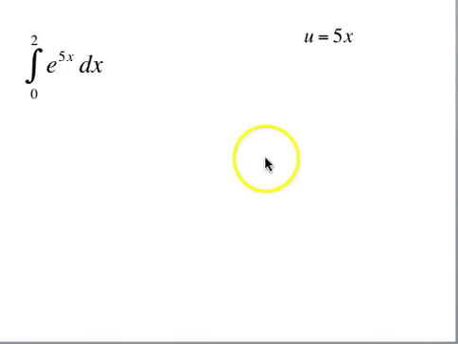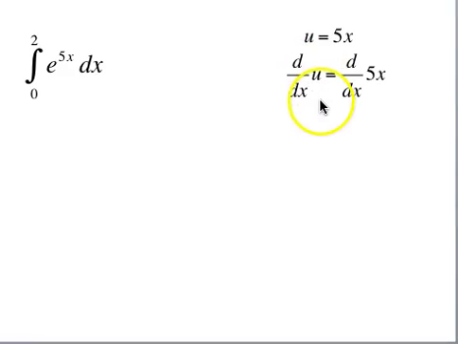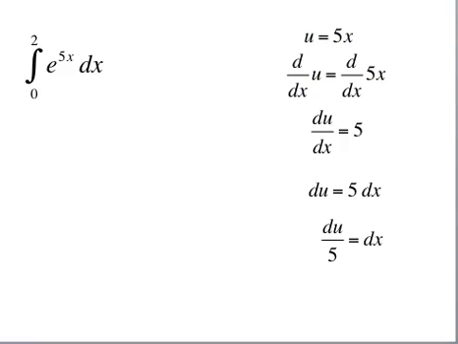So we're going to start by saying u is 5x. The derivative with respect to x of u is the derivative with respect to x of 5x. The derivative with respect to x of u is du dx. Derivative with respect to x of 5x is 5. So du is 5 dx, and solving for dx, du divided by 5 becomes dx.